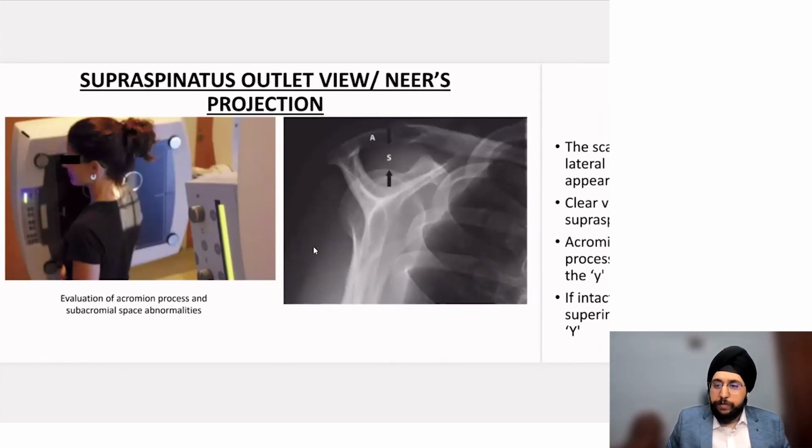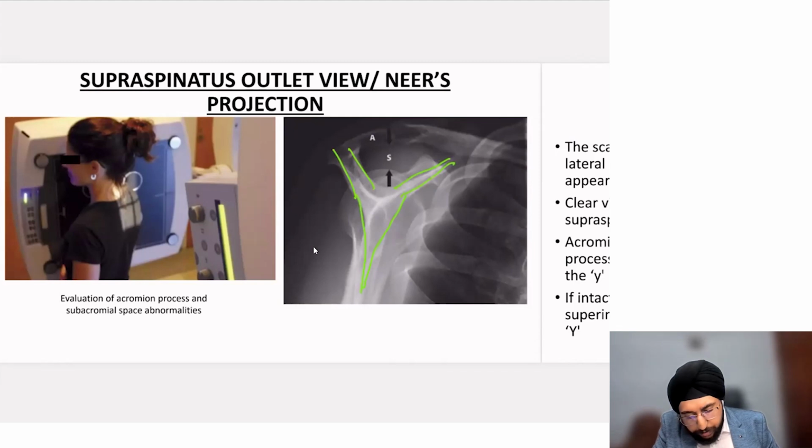So this is the view which we use to see the outlet. Okay, so this is the supraspinatus outlet view, or we also call it as the Neer's projection. So this is basically your scapula, the two arms of the Y. Okay, one is formed by the coracoid, other is formed by the acromion. This is the distal tip of the acromion. This is the lateral end of the clavicle. This is the AC joint. Okay, and this region is actually the supraspinatus outlet.